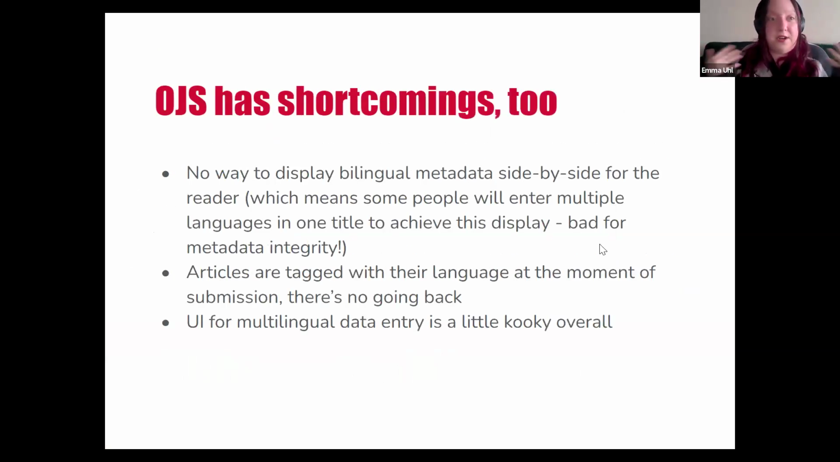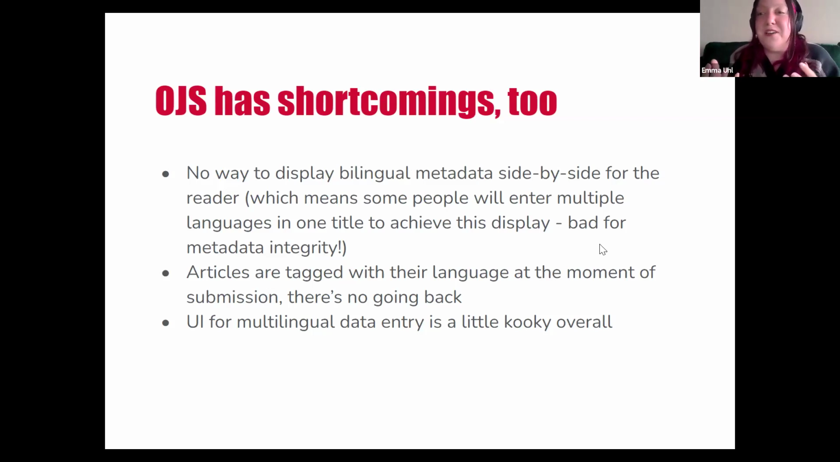And of course, our software has some shortcomings too. Right now, we have no way to display bilingual metadata side by side for the reader. As you've seen, we love the parallel display in the dashboard, but readers don't get that luxury. So some people will use one field to enter multiple languages because then at least you can see them both at the same time. Another issue that our software has right now is that whatever language the author picks at the time of submission can never be changed.